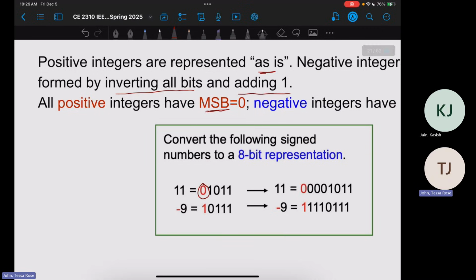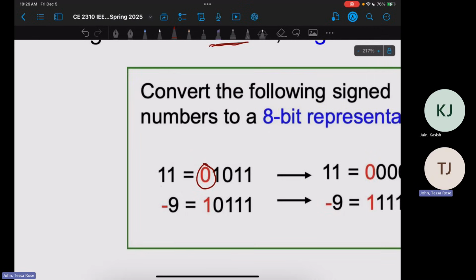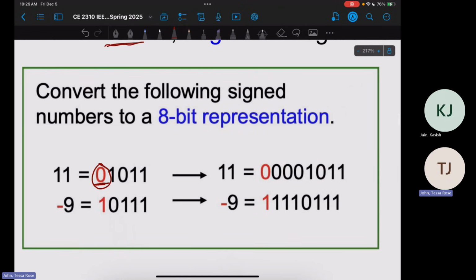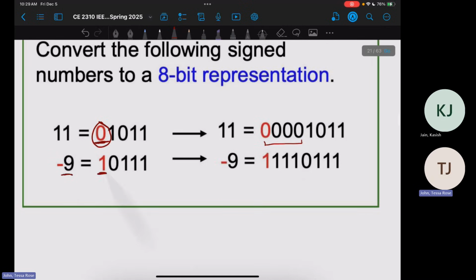Okay, convert the following signed numbers to an 8-bit representation. So we have 11. 11 in binary is 0, 1, 0, 1, 1. Since it's a positive number, the MSB is 0, right? If we're going to convert this into an 8-bit representation, we're just going to add enough padding of zeros to make it 8-bit. Same with -9. The MSB is 1 because it's negative. If we're making it into 8-bit, we'll just add enough padding so that it's an 8-bit representation.